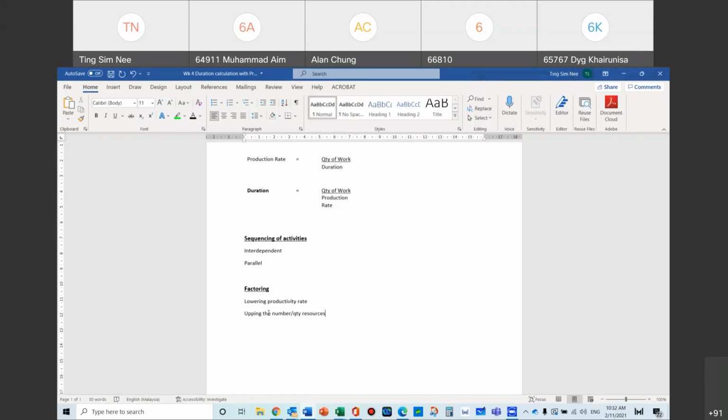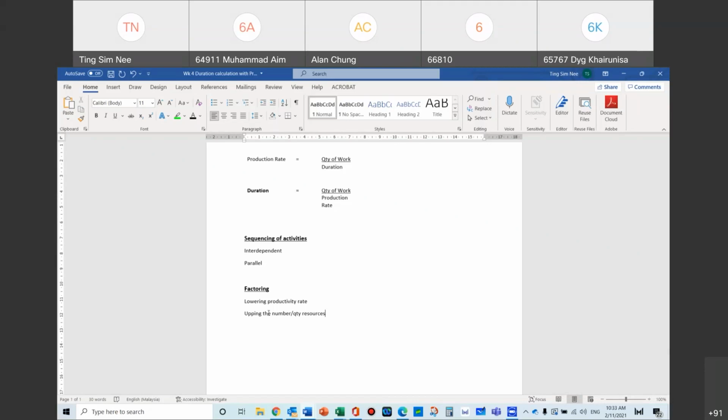And the other way is you do not want to lower down your productivity rate. You say they are okay, but they're just not enough. And that is whereby you need to increase your resources. Meaning you need more gangs of people, you need to put more guys working, you need to put in more machineries, and you need to put in more things. Okay. So that one is upping the numbers. So instead of lowering down the productivity rate, you can increase the number.